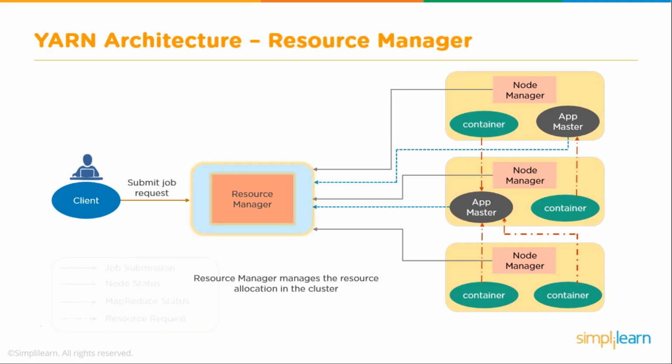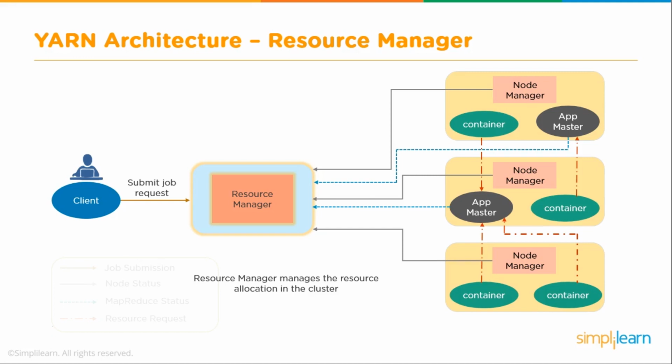And that is one of the reasons YARN can support different kinds of processing workloads. So it's not just MapReduce. In Hadoop version 1, the only kind of processing which could be done was MapReduce or processing based on MapReduce. But with YARN, you can do graph processing, massive parallel processing, and other kinds of processing using this YARN framework. So the resource manager basically manages the resource allocation in the cluster. Now what does the node manager do?